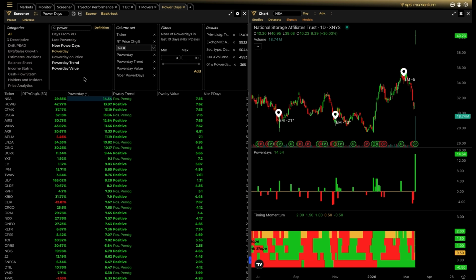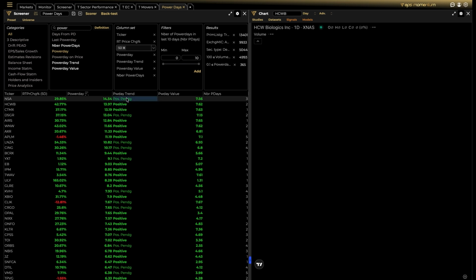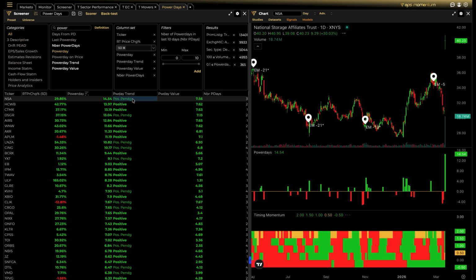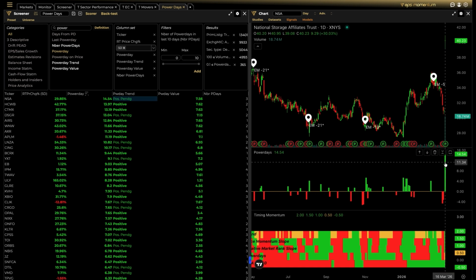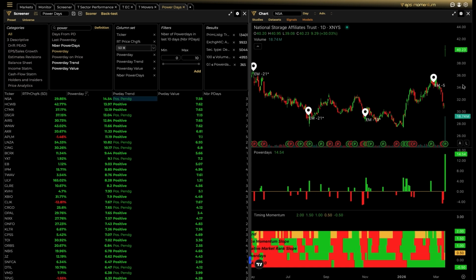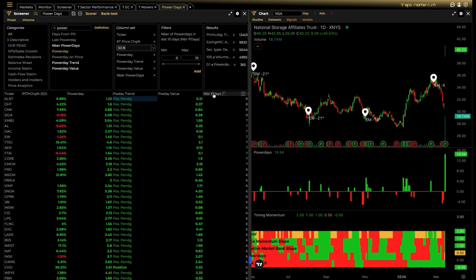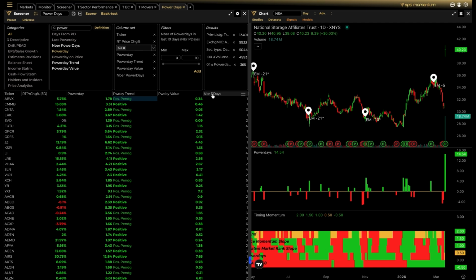First, the power day score. This tells me how strong and unusual the move is. Higher values mean stronger institutional activity. Second, the power day trend. This shows whether the trend is already confirmed or still developing. For example, a pending trend means the move is just starting and may need confirmation. And third, the number of power days in the last 10 days. This is very important because one power day can be a spike, but multiple power days suggest consistent accumulation.